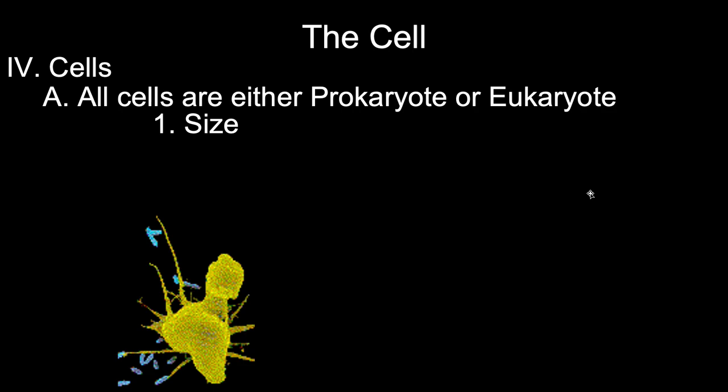Now, of course, because this is biology, there are always exceptions to the rule. So we do know of some prokaryotic cells that are unusually large in size and may even exceed some of our eukaryotic cells. But generally, prokaryotic cells are much smaller than eukaryotic cells.